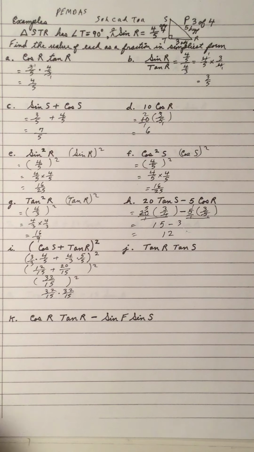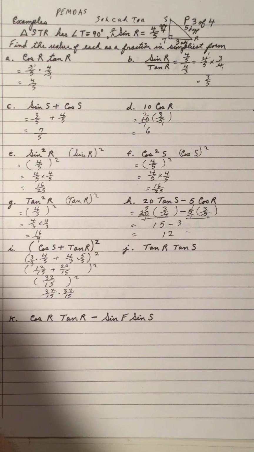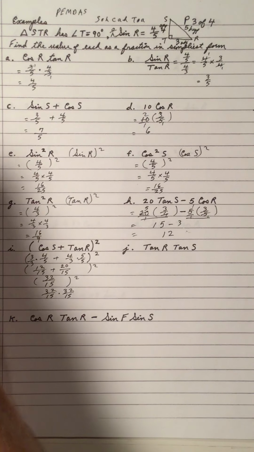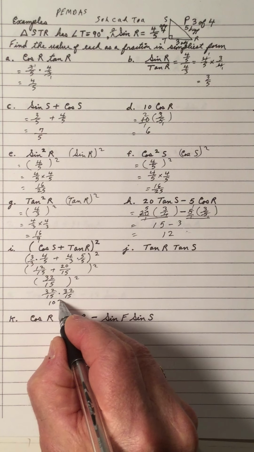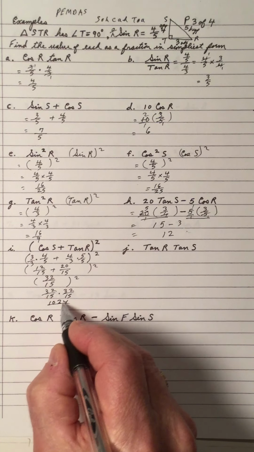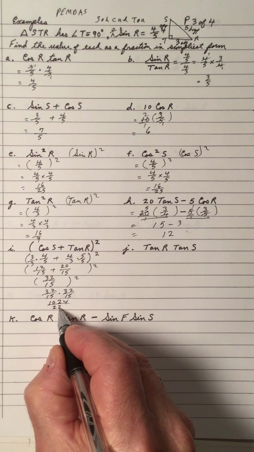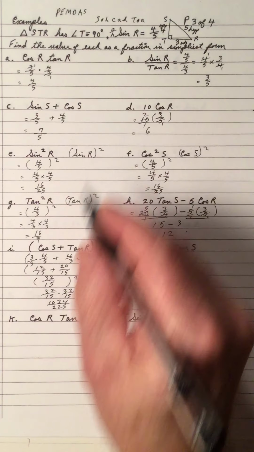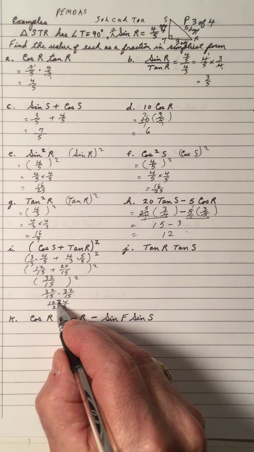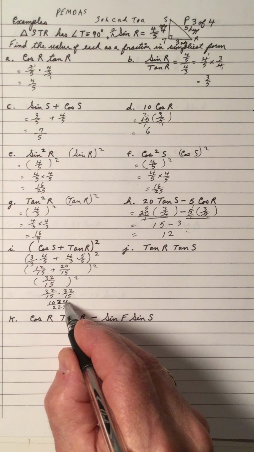So what is 32 squared? You take the 32 and square it on your calculator, and you get 1024. 15 times 15 is 225, so you can leave it as a fraction. It says a fraction in simplest form, so we're okay as a fraction.